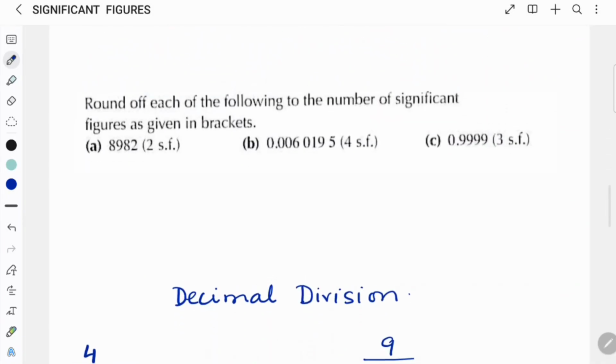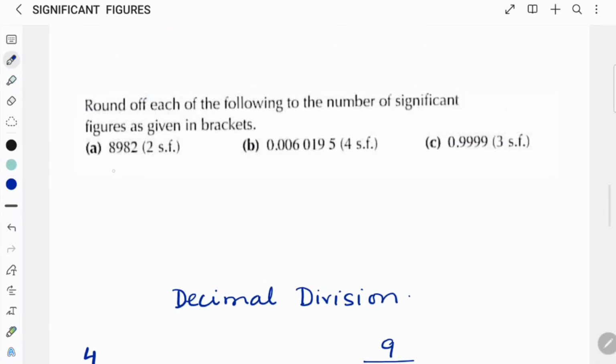Now the next, round off to 2 significant figures, 8982. 8982 is a 4 significant figure number. After 9 you have 8, so you can write down 89 as 90 but with 2 more zeros. That is a two significant figure number, because the value of 8,982 is becoming 9,000, closer.